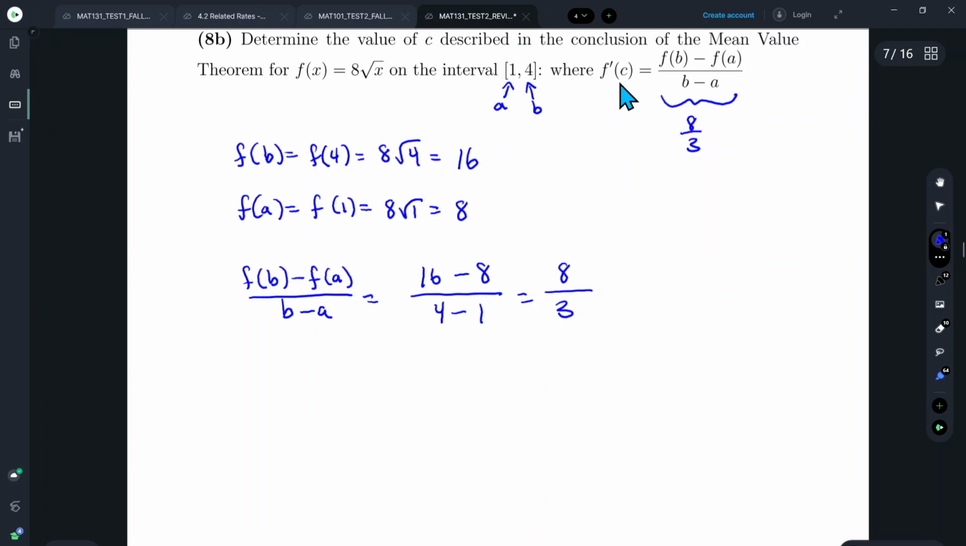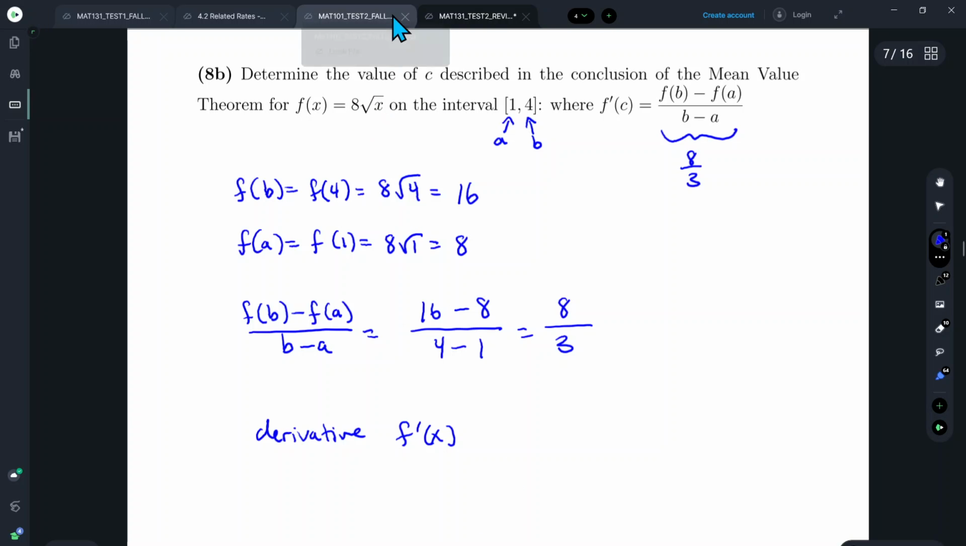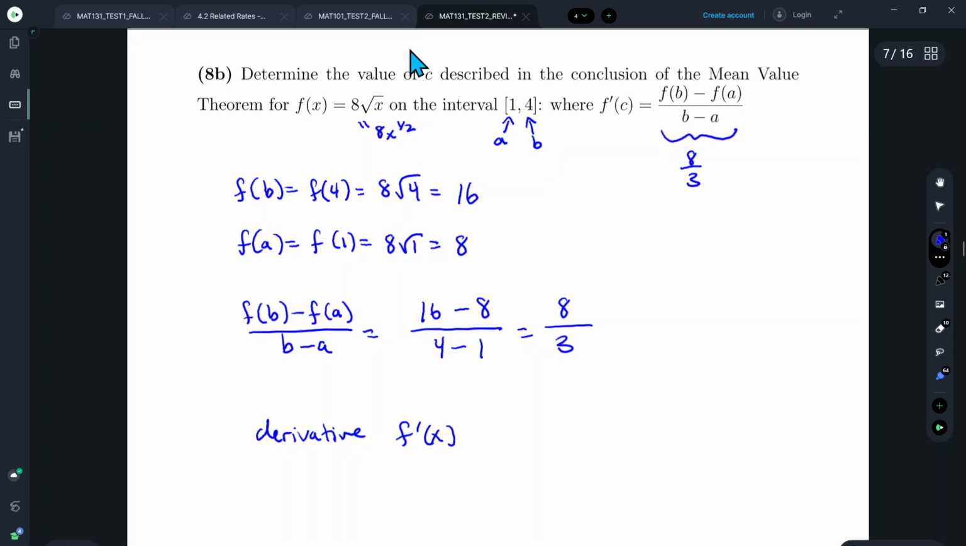Okay, so now what is the left-hand side? So f prime is the derivative. So we find the derivative, f prime of x. Right, so how do I find the derivative? Well, I think of this as 8x to the 1/2 power. Right, square root of x is just x to the 1/2 power. So now I apply the power rule. So the derivative is 1/2 times 8x to the minus 1/2 power.